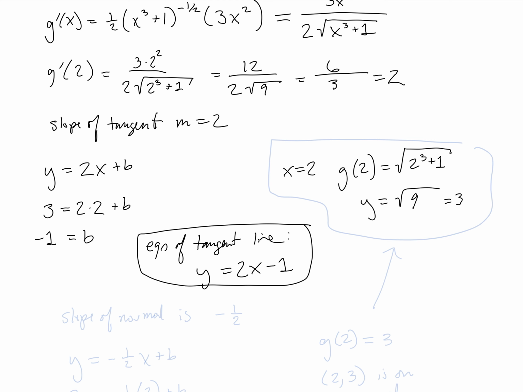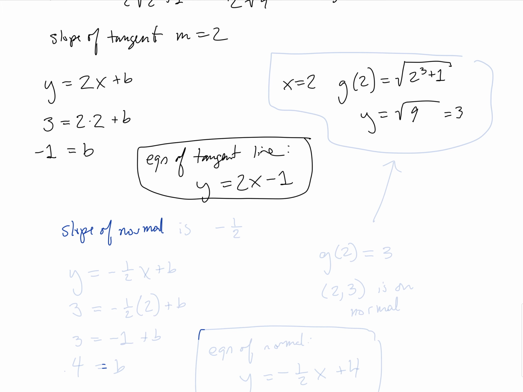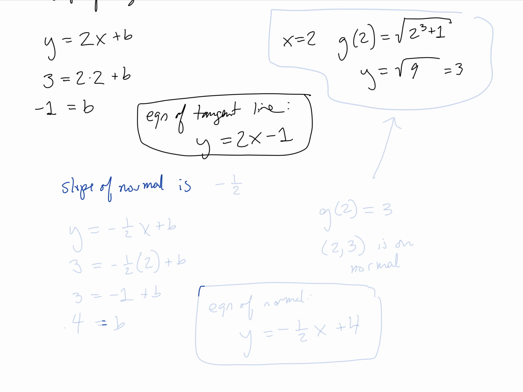Now we'll find the equation of the normal line. So we know the slope of the normal line is the opposite reciprocal of what it was for the tangent line. So it is negative 1/2 because the slope of the tangent line was 2. So negative 1/2 is the opposite reciprocal. That means that our equation is going to have the form y equals negative 1/2 x plus b. b is the y-intercept. It's a new b that we have to find.